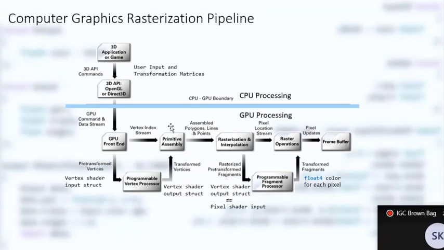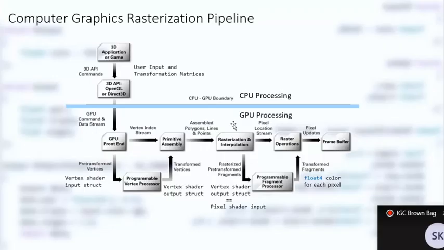Primitive assembly connects the dots between the vertices to create triangles, which are the assembled polygons, and also lines and points. And it passes them to the rasterization and interpolation unit. Rasterization and interpolation cuts up the triangles into pixels that represent that triangle. The triangles, lines and points get converted into individual pixels. Also, interpolation of the vertex data into the pixels occurs.